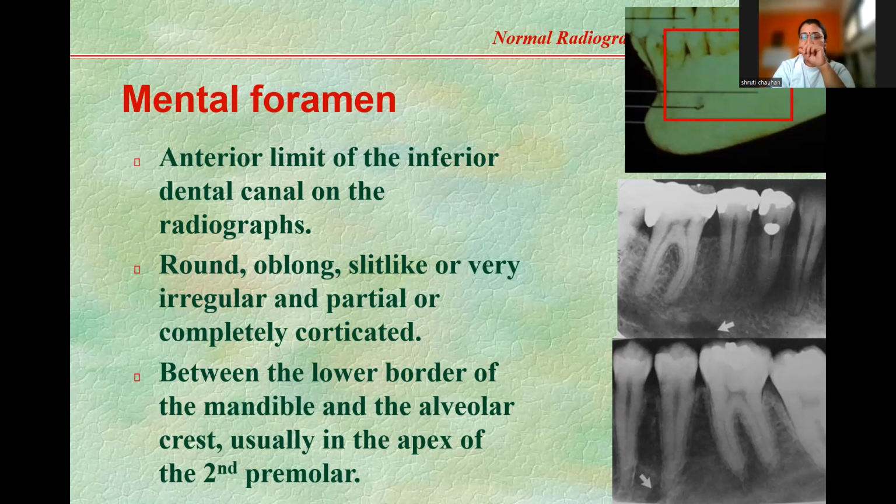Now surrounding that there will be bone, so that bone will look extra wide or corticated, between the lower border of the mandible and the alveolar crest, usually in the apex of the second premolar. They say it's at the second premolar, but it can range anywhere between your first and second premolar. So that is a mental foramen.